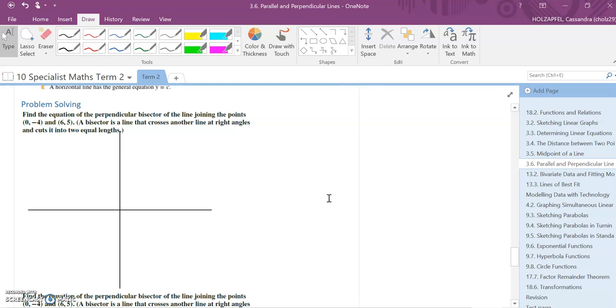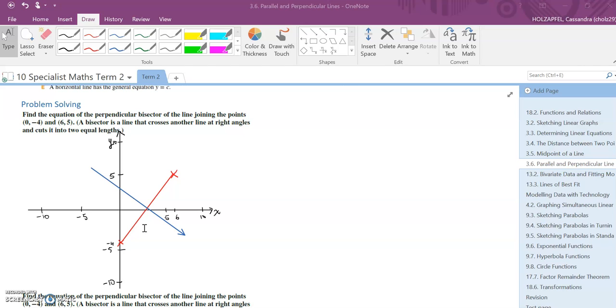So find the equation of the perpendicular bisector. Bisector just means you're cutting it directly in half, of the line joining the points (0, -4) and (6, 5). All right, so I'm just going to quickly draw that for you. So we've got our first point here at (0, -4), and we've got our second point here at (6, 5). And what we're trying to do is find the perpendicular bisector of that line joining those 2 points.